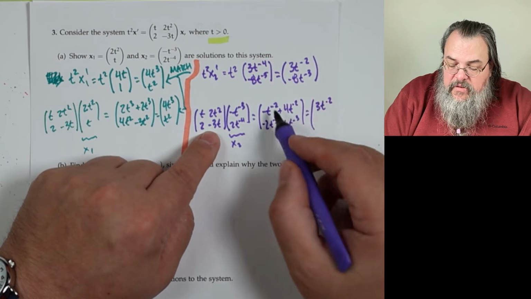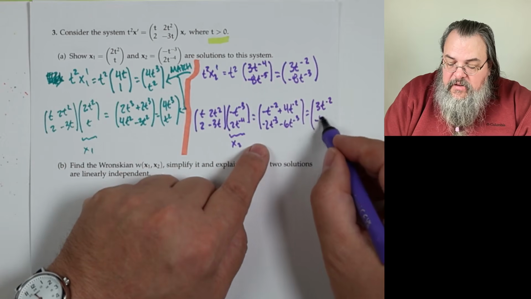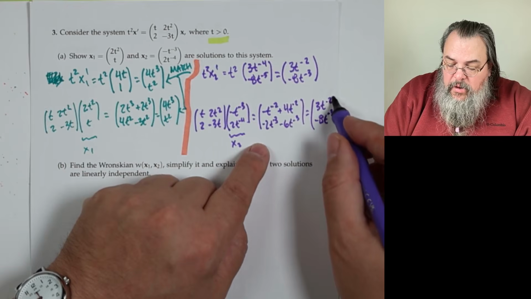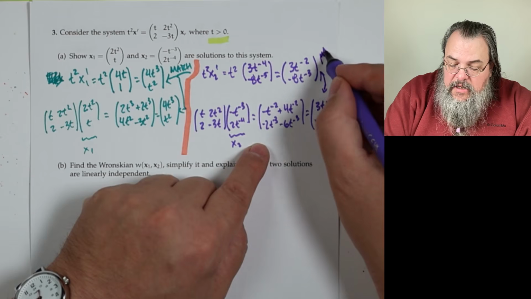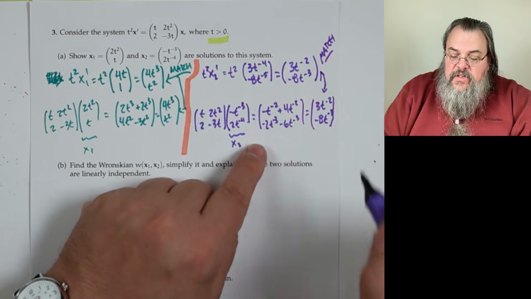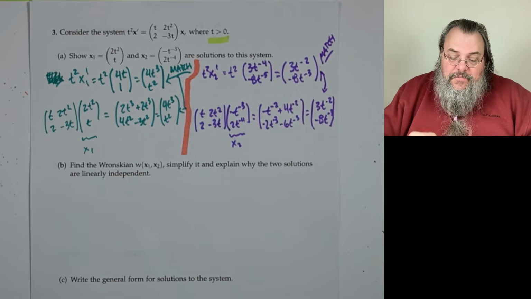We put those together: minus 1 and plus 4 makes a 3, t to the minus 2, because the t to the minus 2 terms are matched. T to the minus 3 is matched. Minus 2 minus 6 is minus 8. And what do we see? Again, they match. So, since they match, they are solutions. That's the computation we're looking for.